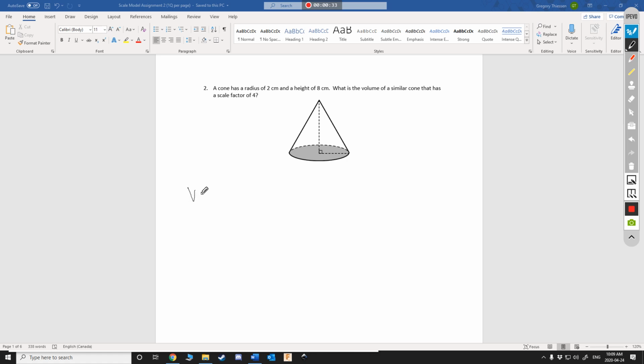So volume of the cone is given as 1/3 pi r squared h. Oh, I forgot the r. Pi r squared. I said it, I just didn't write it. Let me just redo that. So it's 1/3 pi r squared h.